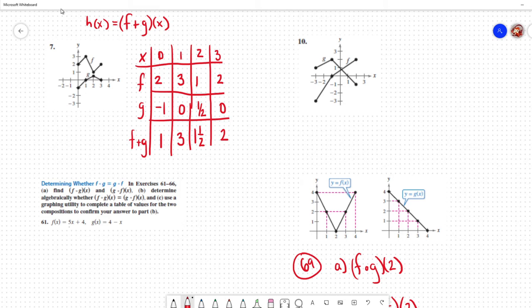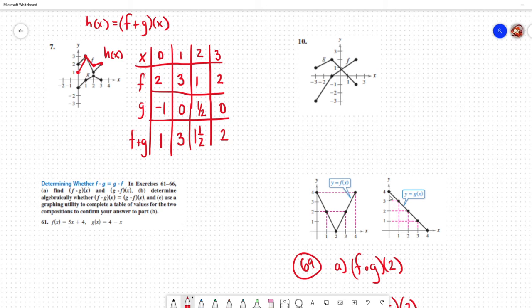So now I've got to plot this graph. Here are my x values, and here would be the y values, because we already did the adding. I'm going to graph it in red over here. At 0, the answer is 1. At 1, the answer was 3. At 2, the answer is 1.5, so that puts it here. And at 3, the answer is 2. So this that I'm connecting in red, that is my h of x.